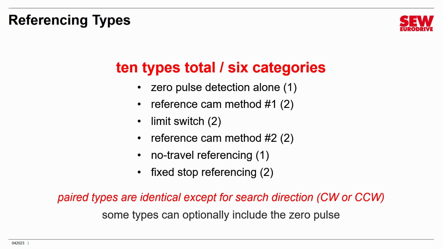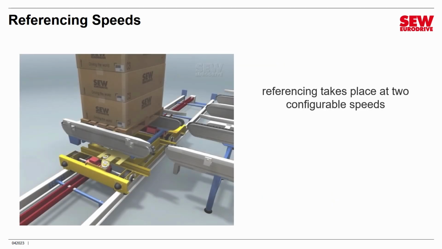I should also mention that some types optionally can include a zero pulse. In other words, they seek out the reference sensor and then they keep moving until the zero pulse occurs. Of course, this requires an encoder with a zero pulse. So if you add in the zero pulse option, there's probably really 16 types of referencing, but there's really only 6 main categories. What we're going to do is go through these. It won't actually take long, so don't think you're going to be here forever, but I think you do need to understand how the different reference types work.